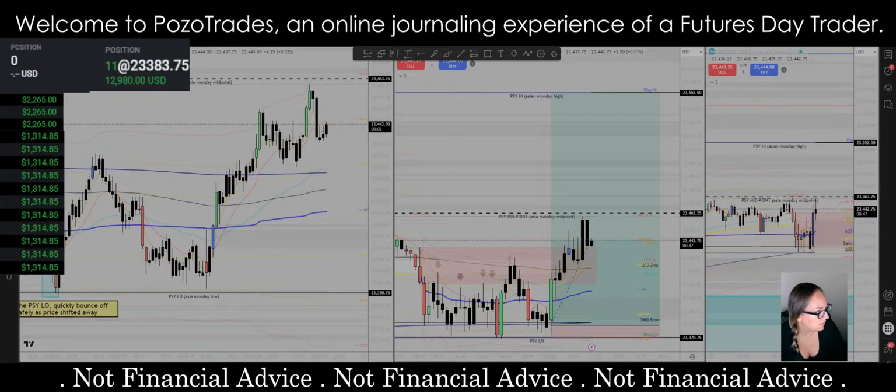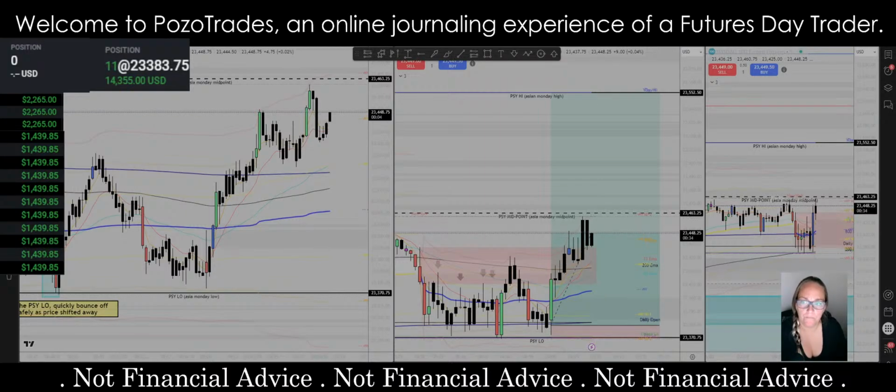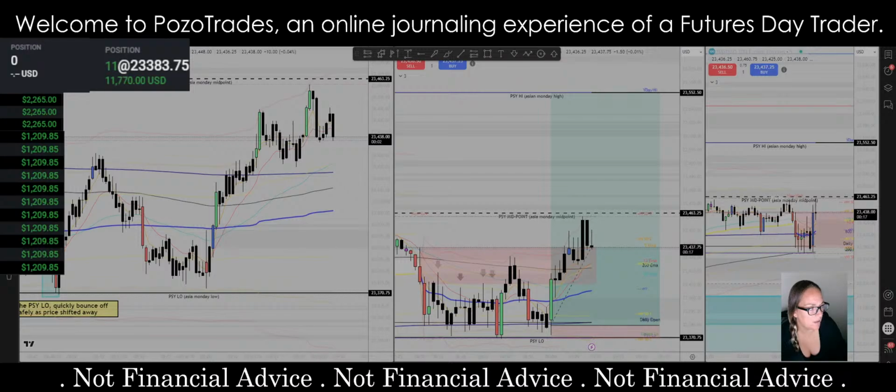$436. I'm going to trail my stops to 433. I don't know what I had them at last time. 430 maybe. Came back to 8 at a midpoint. Looks like it's just about to take me out.